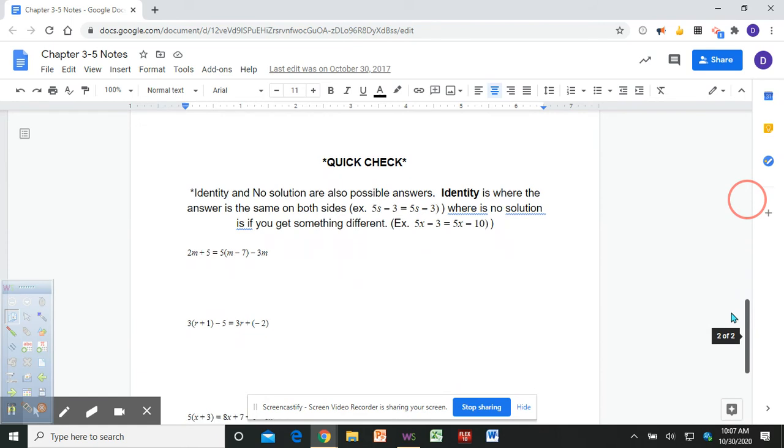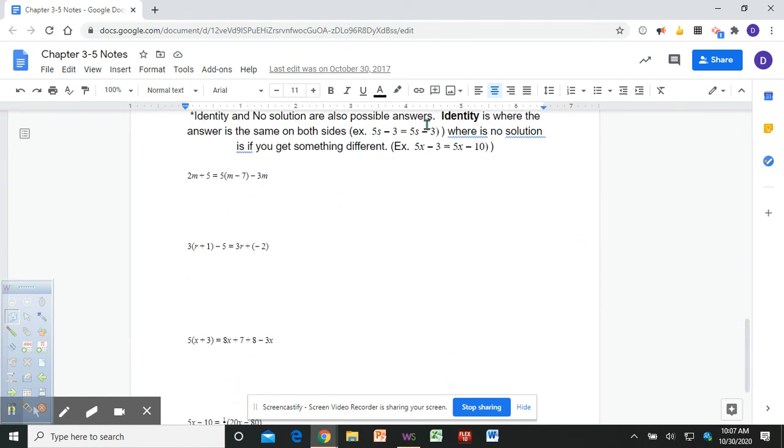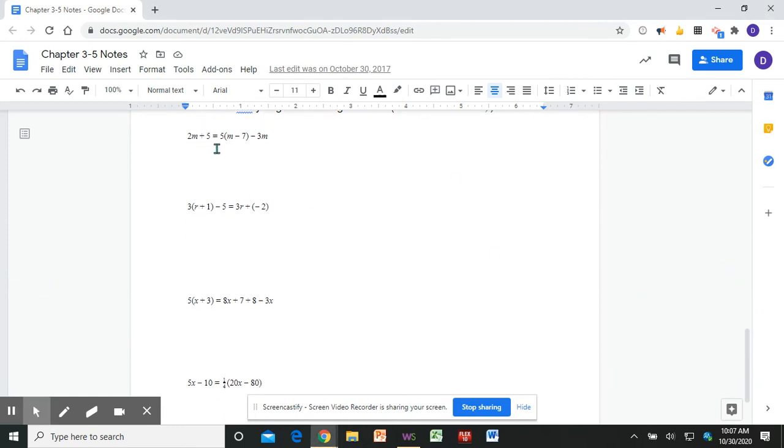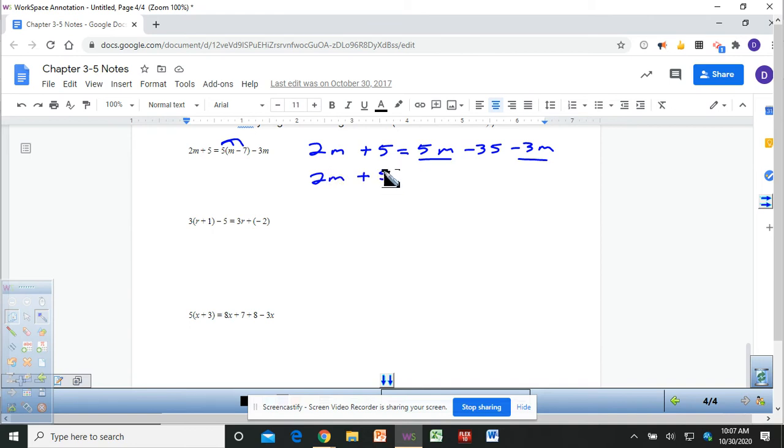All right, we're going to jump down here now. We're going to talk about some problems where you might get either a no solution or all answers. So we're going to look at both examples now. So here, first thing we got to do over here is distribute. So that gives me 2m plus 5 equals 5m minus 35 minus 3m. So if you notice here, I have two m's on this side. I'm going to combine those. Okay, so I combined them, got 2m minus 35.